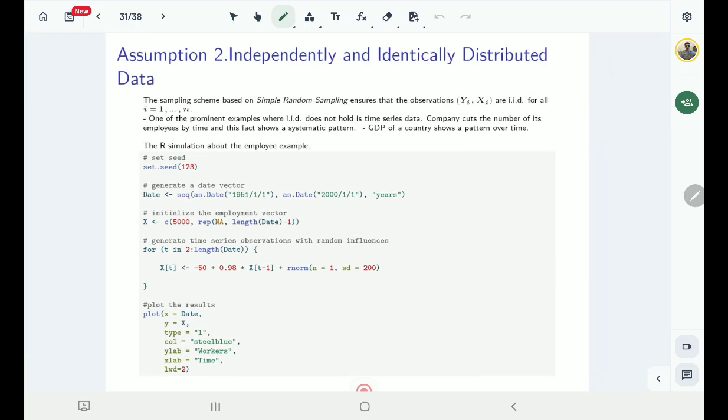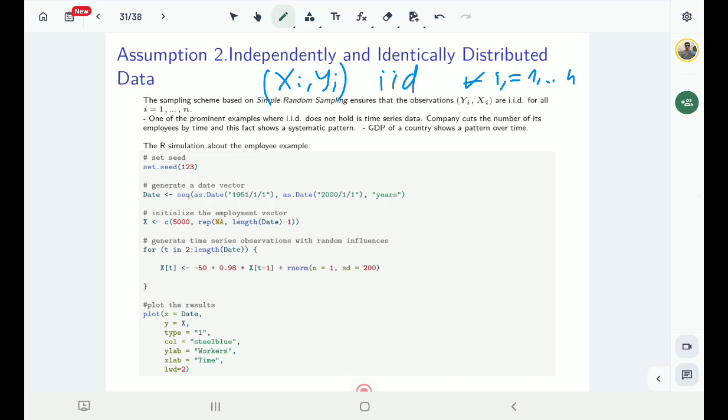Okay, let's move on. Here we have the second assumption. The second assumption tells you that the data xi and yi should be IID, they should be randomly sampled for all i equals 1 to n. So all data points should be sampled based on simple random sampling.